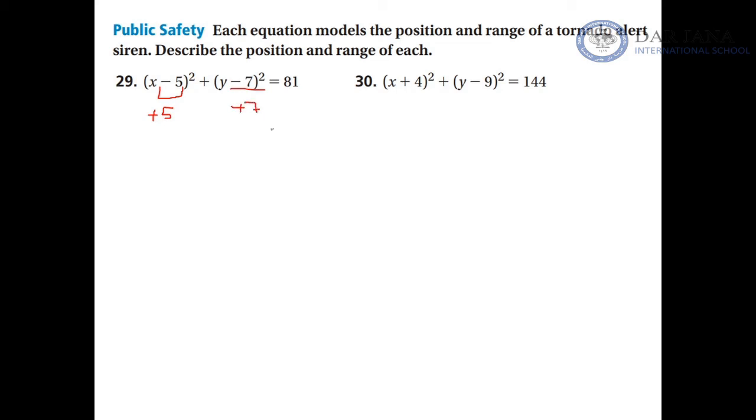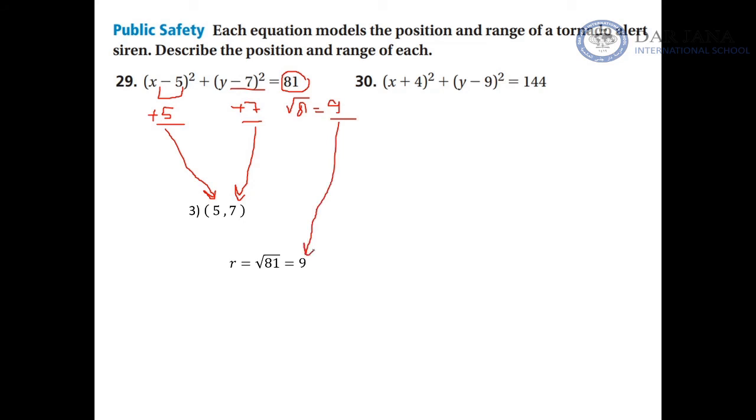And the range of each siren is the radius. So here r squared is equal to 81, so r is equal to radical 81, which is equal to 9. Now these numbers right here mean distances. So the range is, let's say, 9 miles, or 9 kilometers, or 9 yards. And the position is how far it is from you if you have to go right and up. So here the position is 5 units to the right, 7 units up from your current position. And the range of this siren is, let's say, 9 miles.